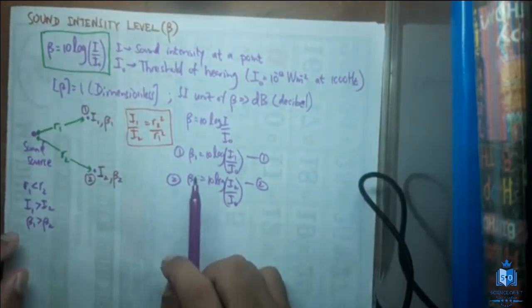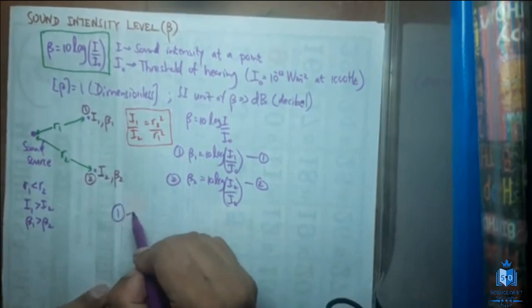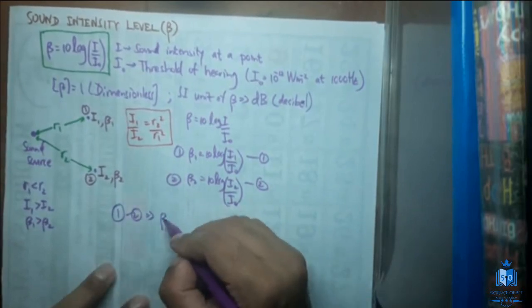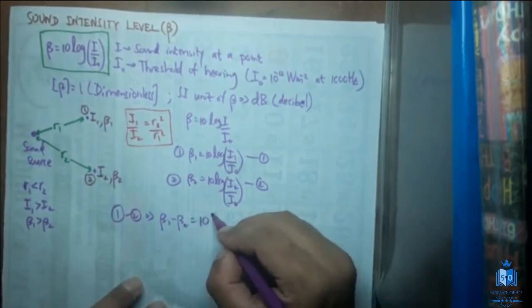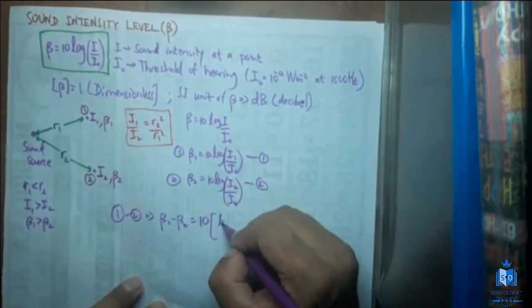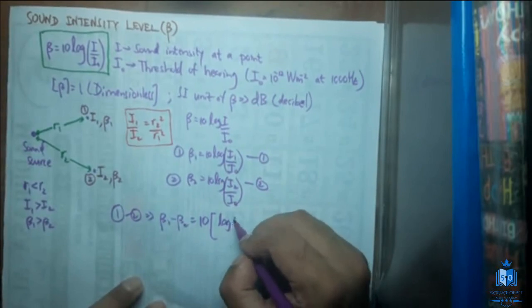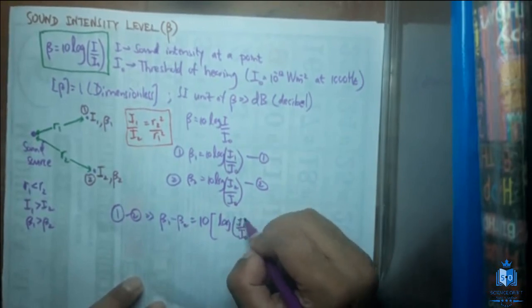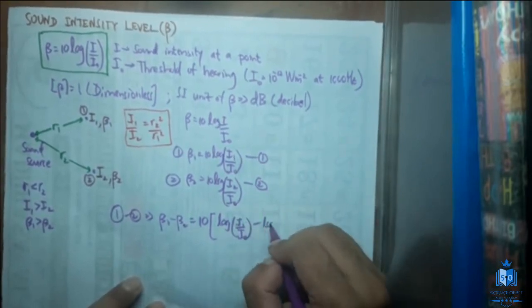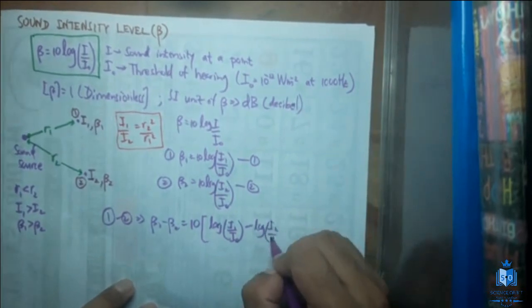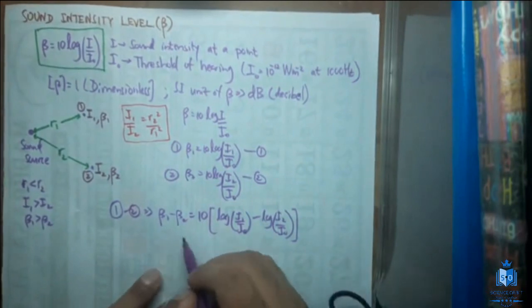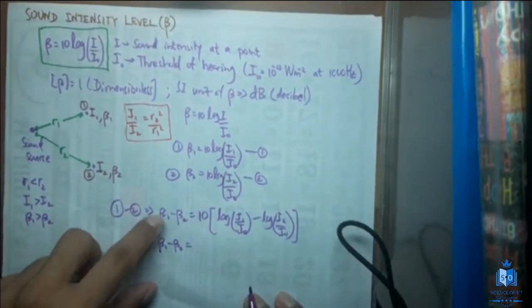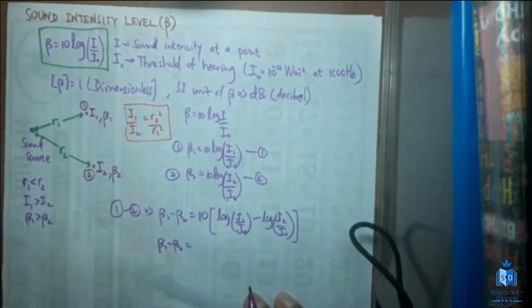Now what we do is we subtract this. I'm going to subtract because beta 1 is larger. So 1 minus 2 will give you beta 1 minus beta 2. And on the right side, 10 is common, right? Then inside log, you will get log I1 over I naught minus log I2 over I naught. So I have something like this. Then I'll use this again, beta 1 minus beta 2. Remember, always write the larger number here, beta 1 minus beta 2, then you will not get confused.